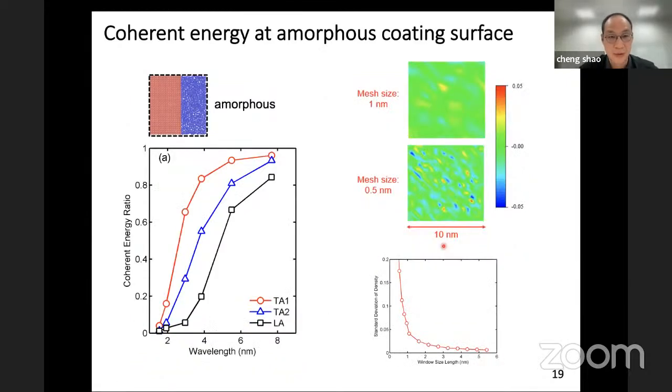So here is the result of the coherent energy distribution for phonon packet scattering at the amorphous coating surface. We can see that different polarizations also have different coherent energy ratios. And in general, the coherent energy ratio increases with the increase in the wavelength of the wave packet. That can be explained by the fact that with the increase in the wavelength, the fluctuation in the density or in the harmonic property of the material is reduced.